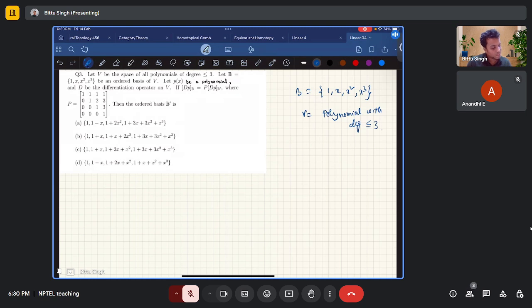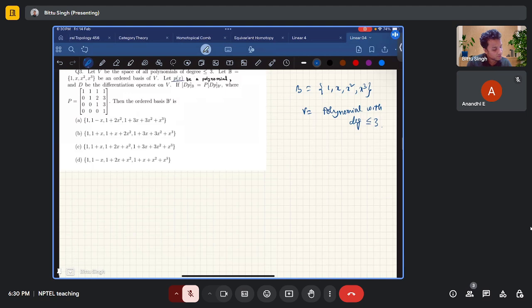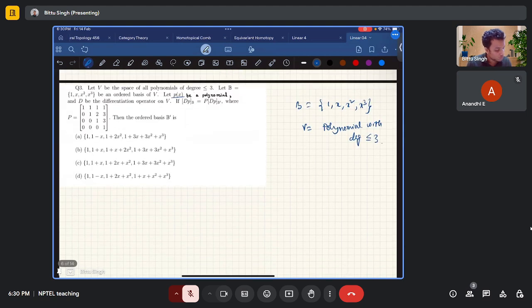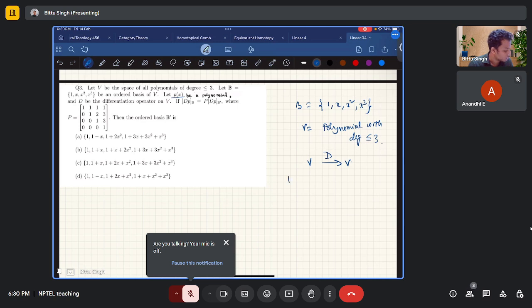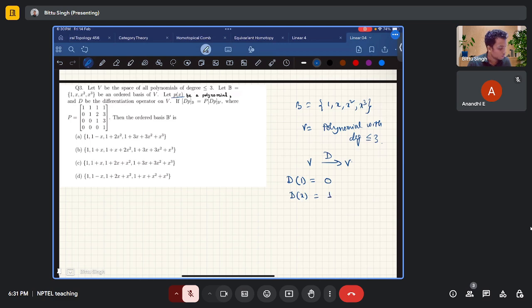Now for any polynomial P(x), the operator from V to V is given as the differential D. So we know how to operate with D. For example, D of 1 gives us 0. D of x is 1. D of x squared is 2x. D of x cubed is 3x squared. So this is the linear operator.